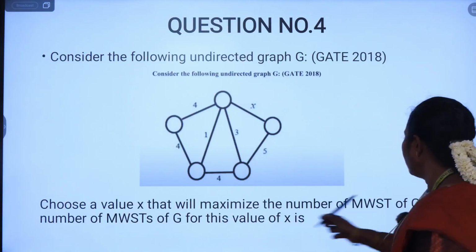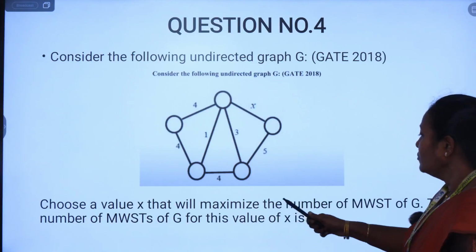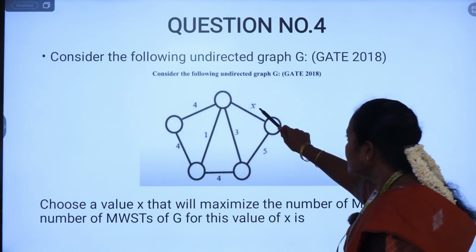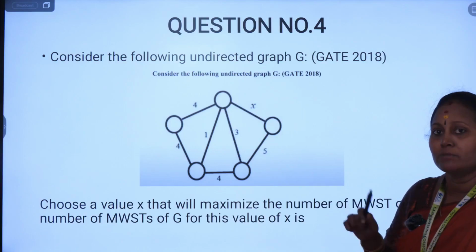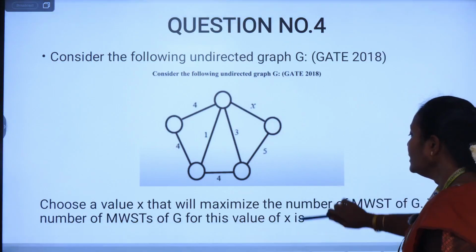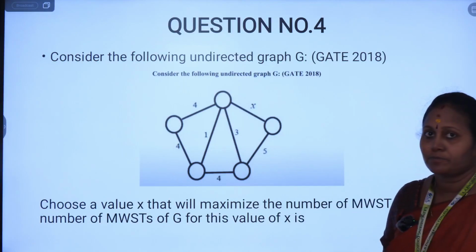That is the number of minimum spanning trees of G for this value of x. For what value of x? For x is equal to 5, you are getting the maximum number of minimum spanning trees. How many minimum spanning trees? That is 4 here for x is equal to 5.